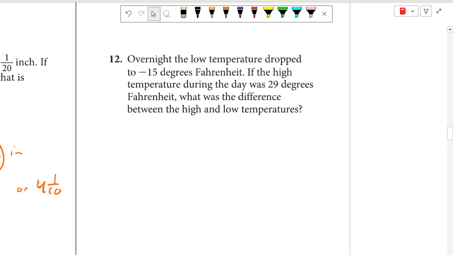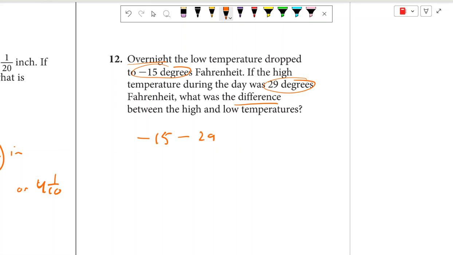Number 12. Overnight, the low temperature dropped to negative 15 degrees Fahrenheit. If the high temperature during the day was 29 degrees Fahrenheit, what was the difference between the high and the low temperatures? They want to find the difference, so we need to subtract. So we can see that overnight it was negative 15. If the high temperature during the day was 29 degrees, we're going to go negative 15 minus 29.